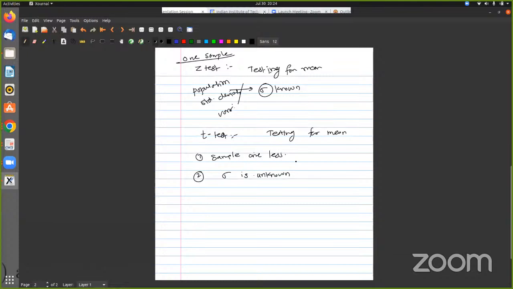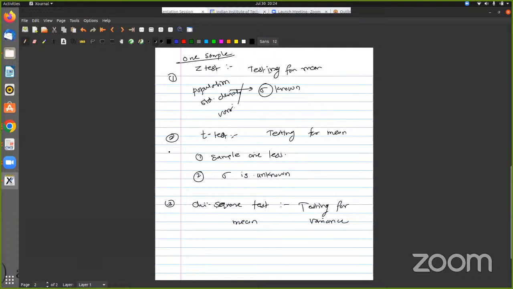Another test is what? F test is there, right? Chi-square test. Chi-square test is used when you're comparing variance. We are testing for variance. Mean is not available. We don't compare variance, we test for variance.